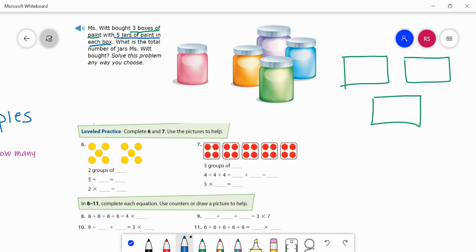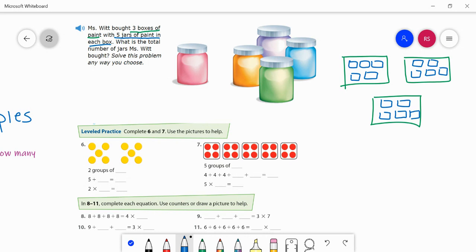Let's draw that in our boxes. So I know that I have 3 boxes of paint, and inside of each box, there's going to be 5 jars. So I'm going to draw jar 1, 2, 3, 4, 5. Do it again here in the second box, 1, 2, 3, 4, 5. And then also in the third box, 1, 2, 3, 4, 5. So this is representing our 3 boxes. We have our 3 boxes drawn, and we have 5 jars of paint inside of each box.